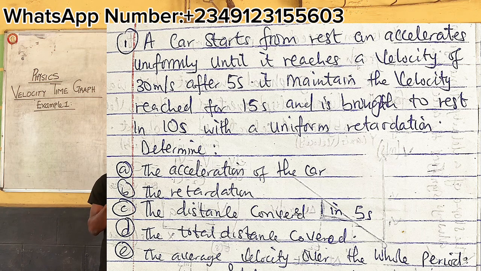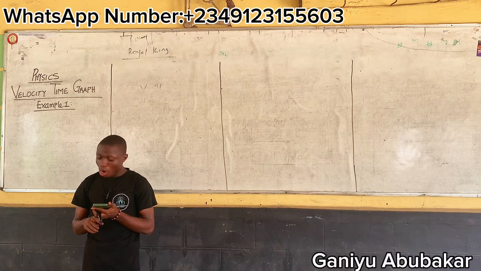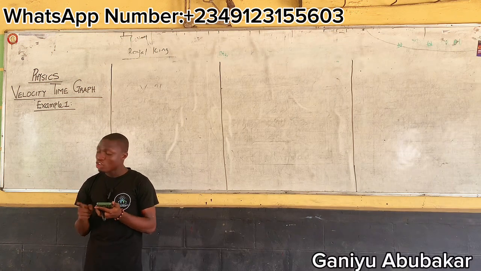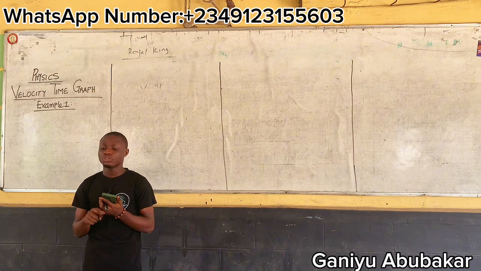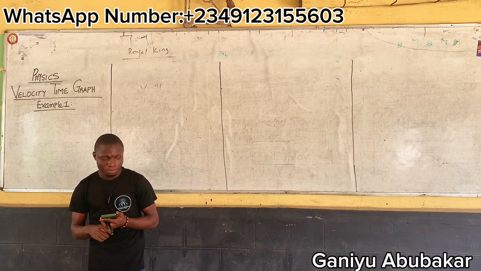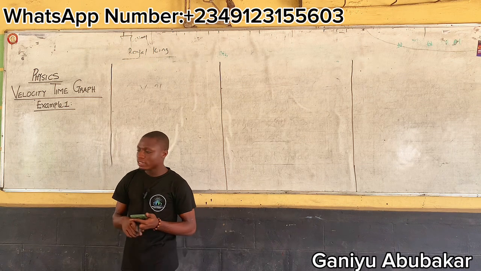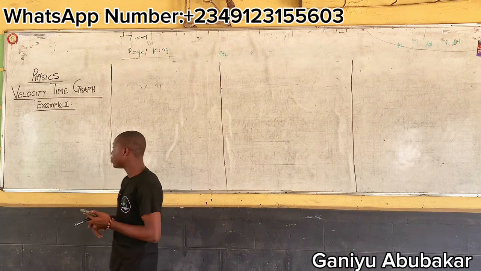Final question. Question E, the average velocity over the whole period. Full stop. All right, please. Let's get done.